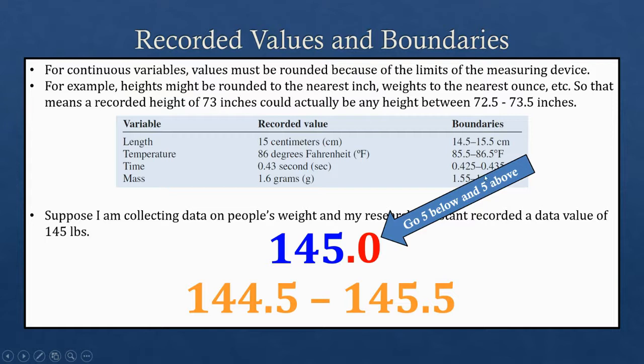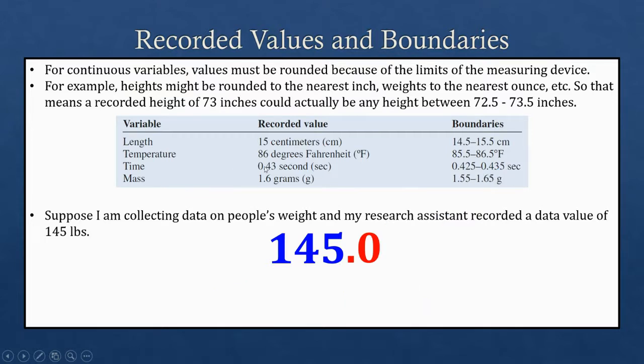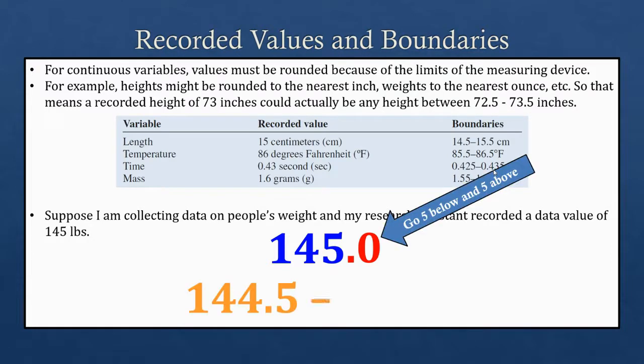So you guys can see or go back and look at the list here and see how they come up with these other boundary ranges for the time and the mass. Again, it's just a matter of putting a 0 at the very end, and then in that same spot going 5 below and 5 above. So 5 below 0.430 would be 0.425. 5 above would take me to 0.435.